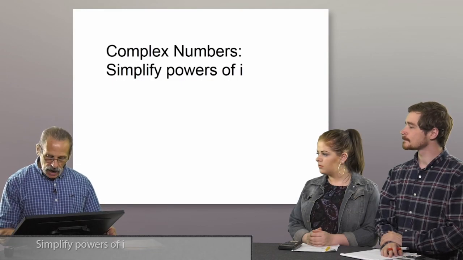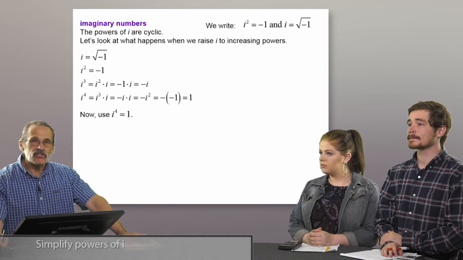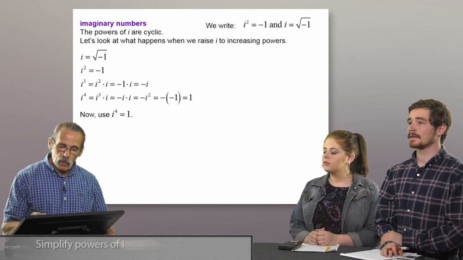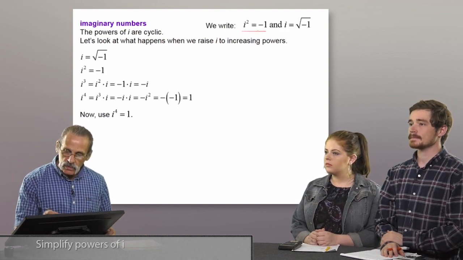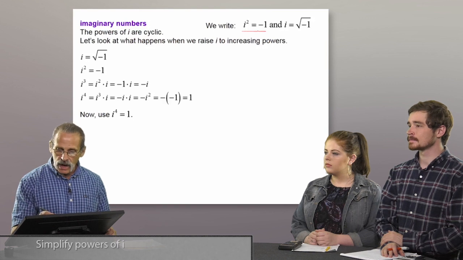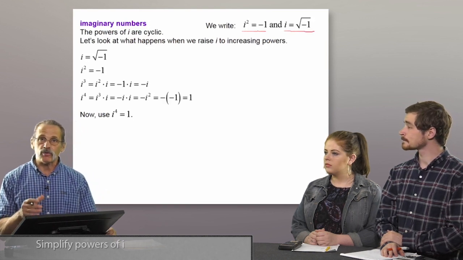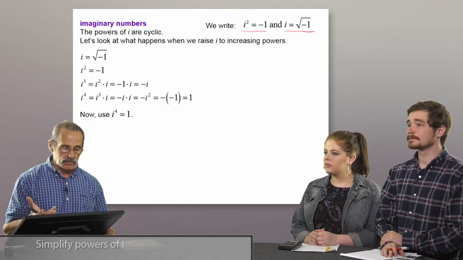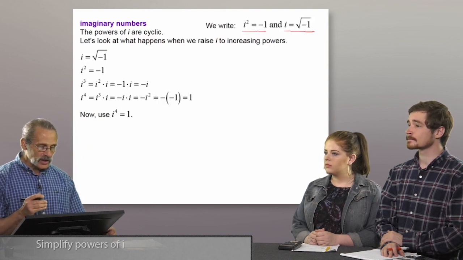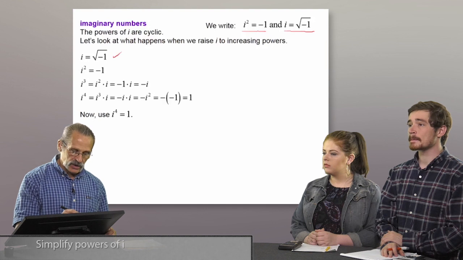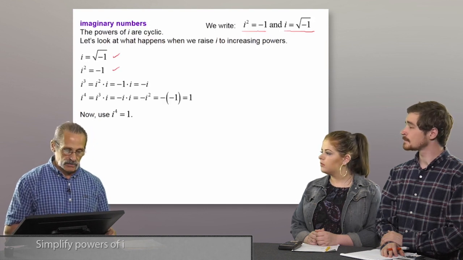Simplify powers of i. Imaginary numbers. Now when we write i squared, this is equal to negative 1. And i is the square root of negative 1. What we want to do is look at what happens when we take i and raise it to an exponent. As we start to do this, i is the square root of negative 1. i squared is negative 1.